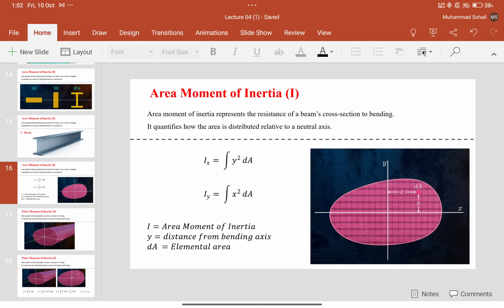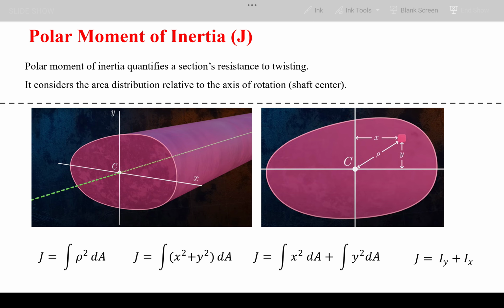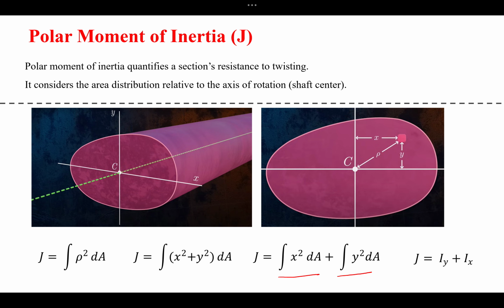We discussed this for Ix and Iy. These are the same thing that we discussed for Ix and Iy. This will be Ix, this is Iy, or the opposite ones, and then you can calculate the polar moment of inertia if we know the area moment of x and the area moment of y. Then you can sum them up to get the polar moment of inertia of that shaft.